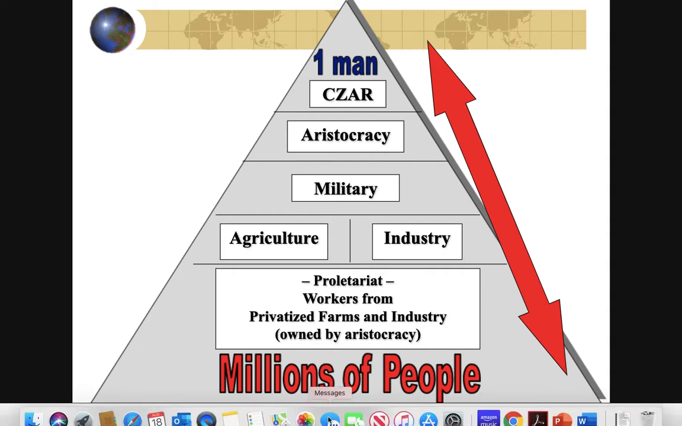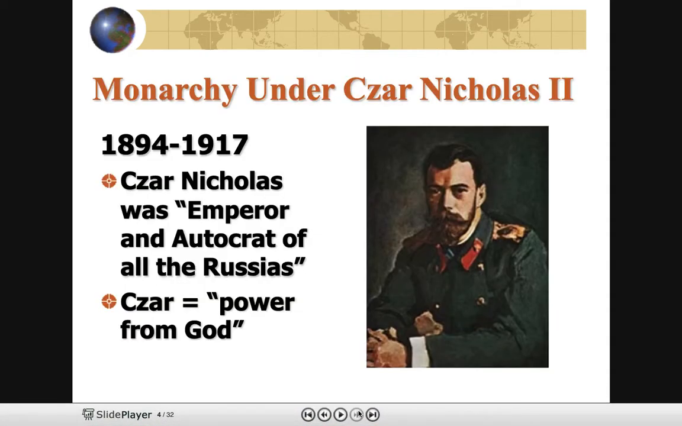So Nicholas, again, bad dude. He was an emperor, obviously, and Tsar just means power from God. You don't necessarily need to write that down. The only thing I would make note of during his rule is that Russia was behind in many areas. People were hungry.